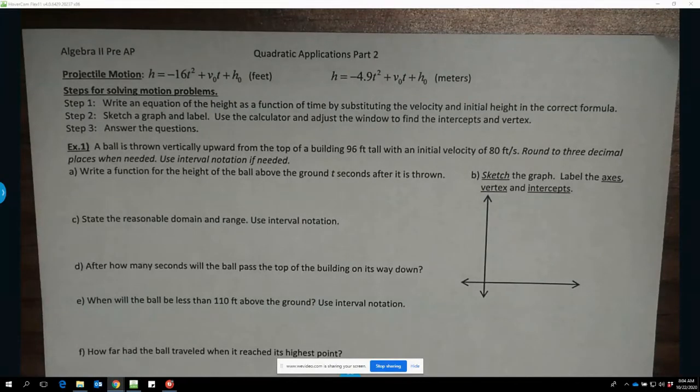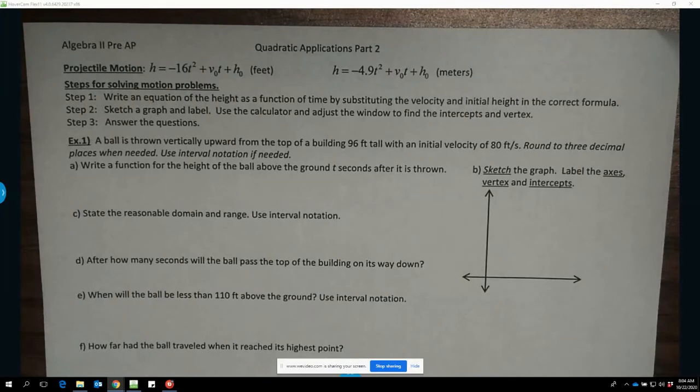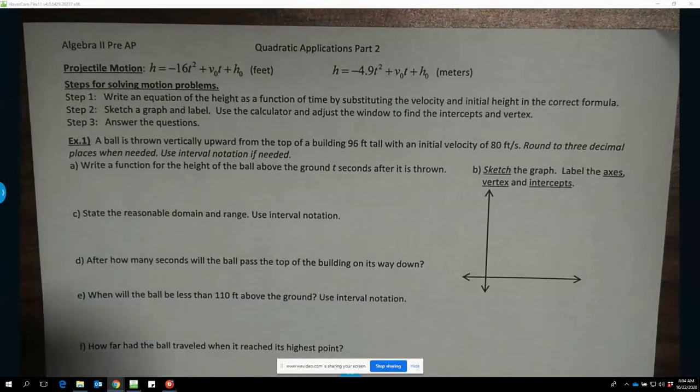Okay, Papa 2 friends. Today you're going to continue learning about quadratic applications. We're doing the part 2 examples. So please download the Word document and open it up on your computer, or you can print it out. You will need a calculator, so have the graphing calculator ready, or you can use the computer software.